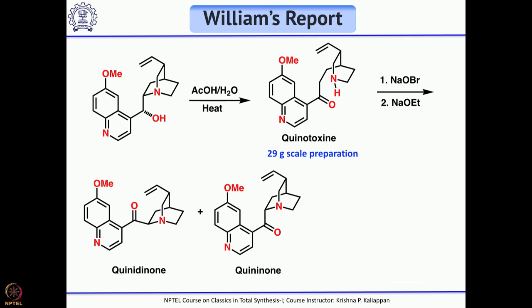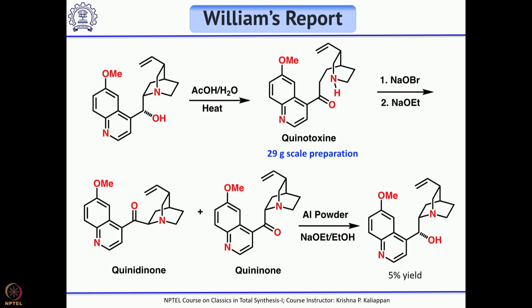According to Paul Rabe, they used aluminium powder. With aluminium powder and then sodium ethoxide in ethanol, they could isolate 5% yield of quinine. They felt that whatever aluminium powder Paul Rabe would have used may be different. That is the reason why they were getting 18% yield. And in 2010, Robert Williams might have got the highest purity aluminium powder. Sometimes impurity plays a role. So they suggested that impurities present in the aluminium powder used by Paul Rabe might have played a role in getting a higher yield of quinine from quininone.